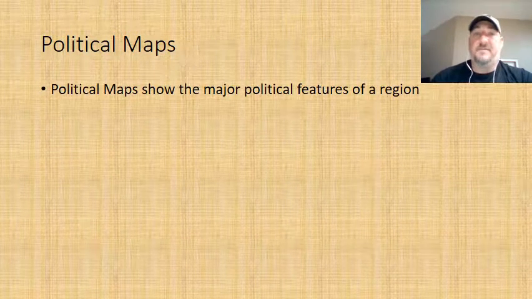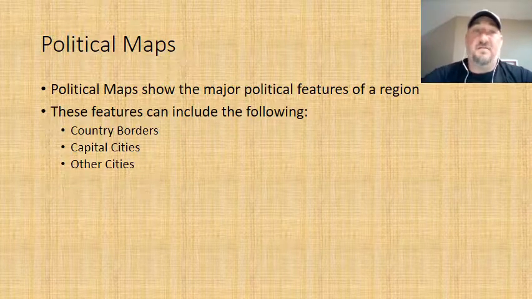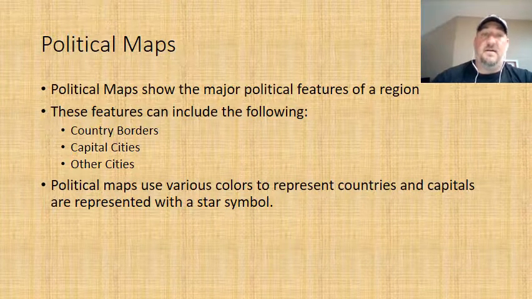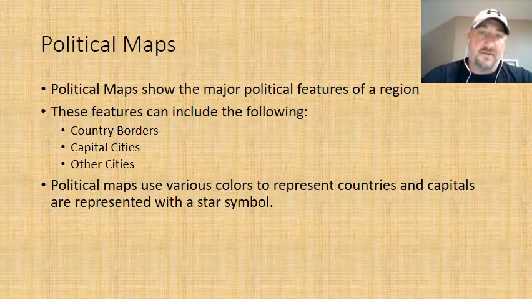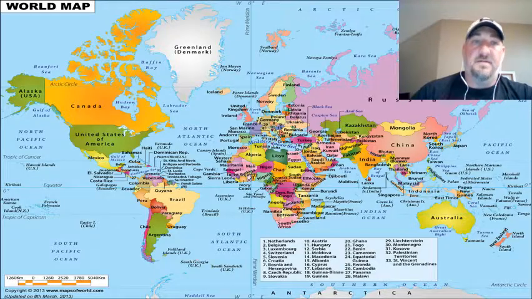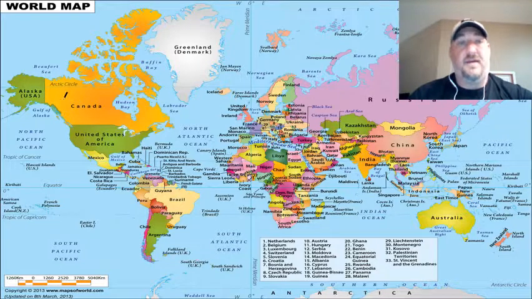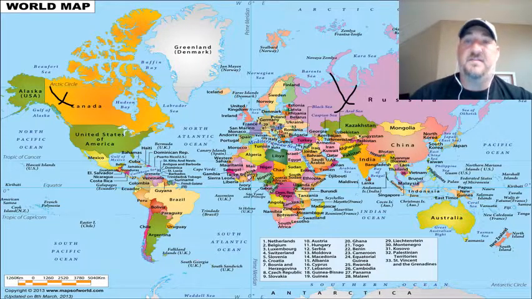So political maps show the major political features of the region. These features can include country borders, capital cities, and other cities. We use various colors to represent countries, and capitals are usually represented with a star symbol within a circle. So here we have a world map. We have the different colors. It helps us recognize the national boundaries of each of the countries.